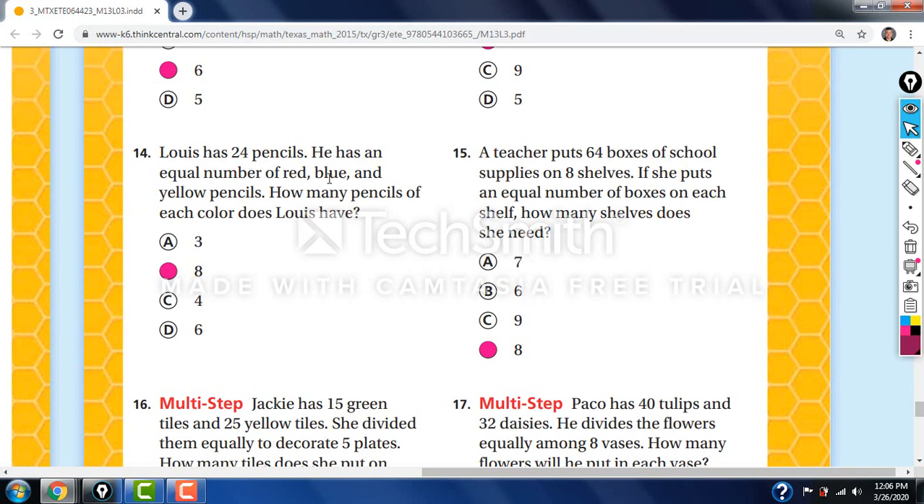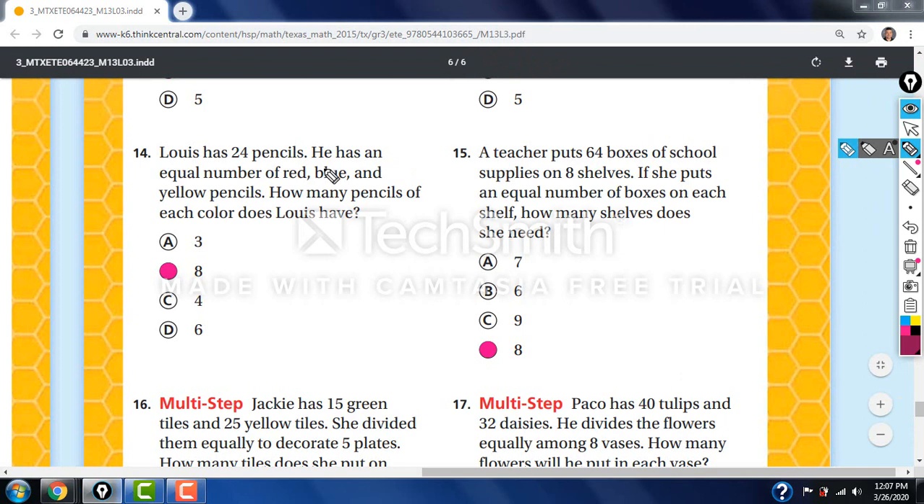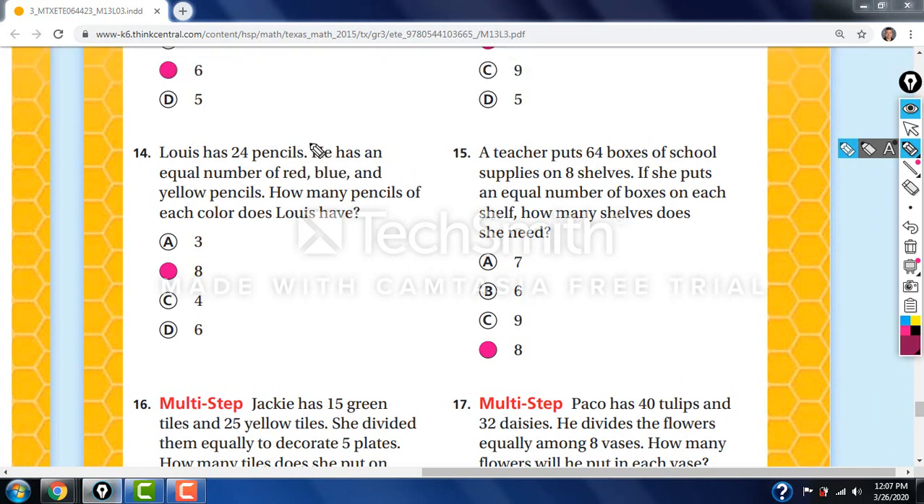Luis has 24 pencils. He has an equal number of red, blue, and yellow pencils. How many pencils of each color does Luis have? So remember, these are all pencils. So how many types of pencils do we have? 1, 2, 3 types of pencils. How many total pencils do we have, Yasmin? Good. We have 24 total pencils, and we have 3 different colors.